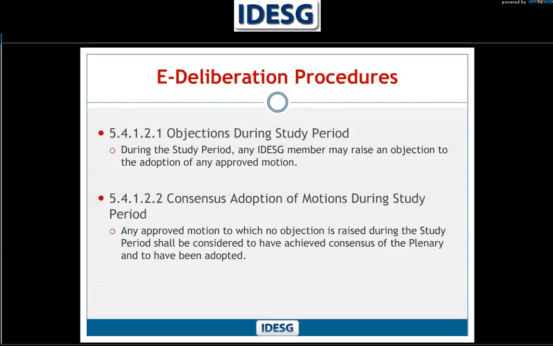But if there is an objection raised by any member during the study period, then the motion gets put on the electronic ballot and proceeds to a vote. And again, this parallels our in-person meeting procedures where we have an attempt to achieve consensus, and if consensus isn't achieved, then we proceed to a vote. So if I could have the next slide, please.